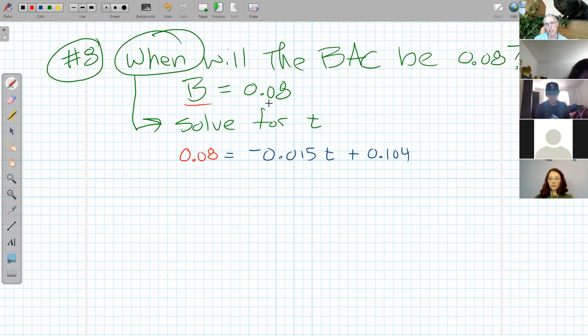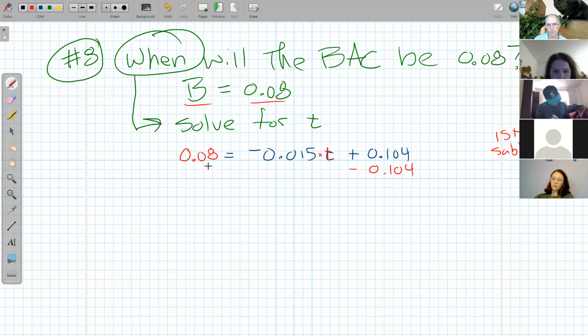So once I fill that in for B here, I can now solve for t because t is the only variable left. When you're solving an equation, you do things kind of backwards. Like if somebody told me what t is, I would multiply first and then add. So to solve, I do it backwards. So the first thing I should do here is subtract that 0.104. So I'm going to take this away from both sides.